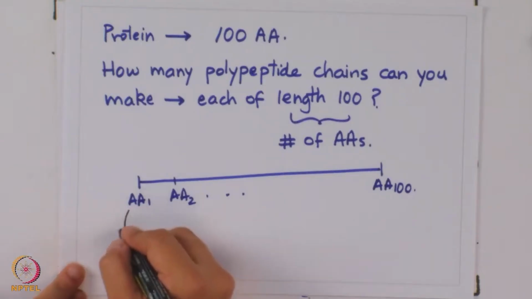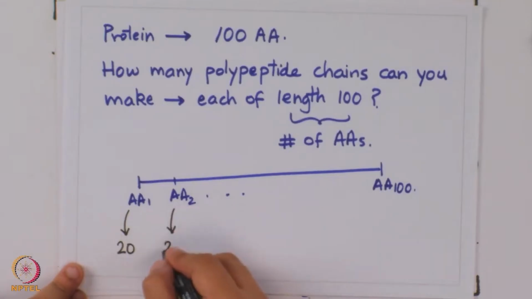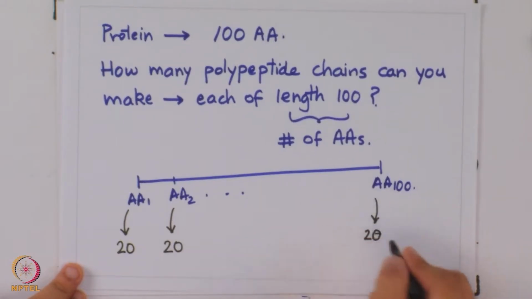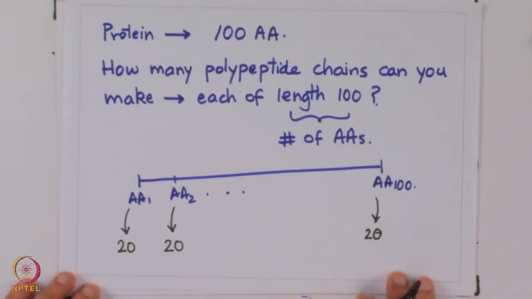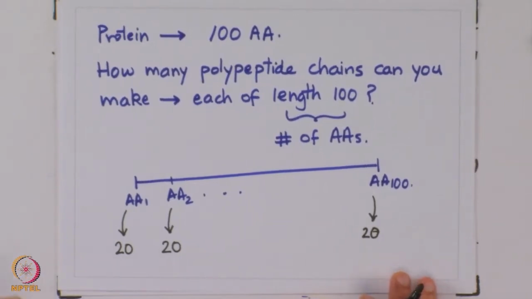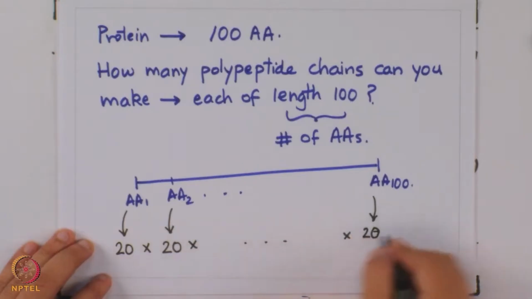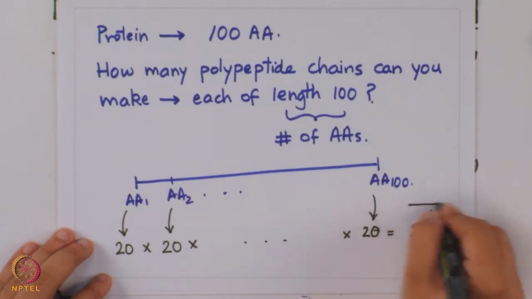For the first position, you could have any of the 20 amino acids allotted to the first position. So, you have 20 options here. You have the same 20 options because repeat of amino acids is allowed, going all the way up to the 100th amino acid, which is also 20. So, the total number of polypeptide chains that you can make such that each chain is of length 100 is equal to 20 cross 20, 100 times, which is 20 to the power 100.